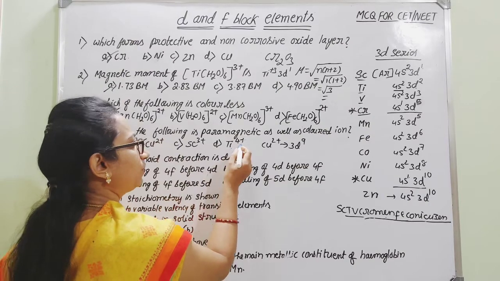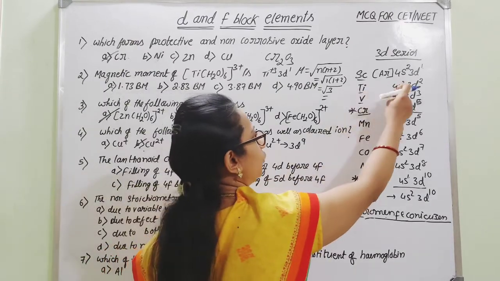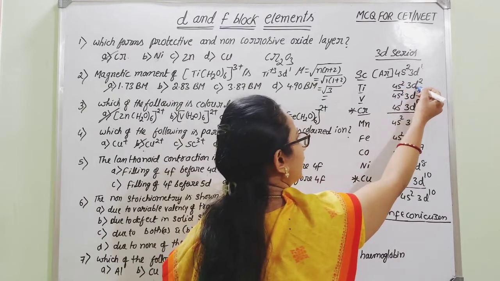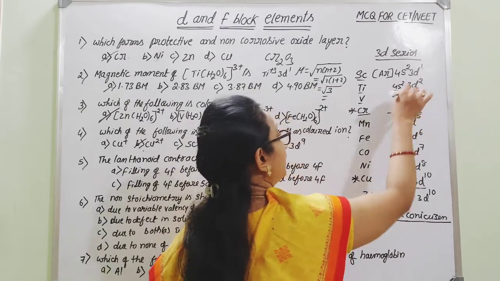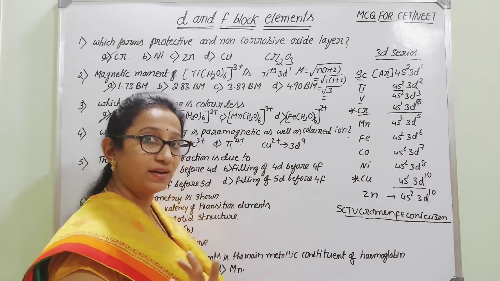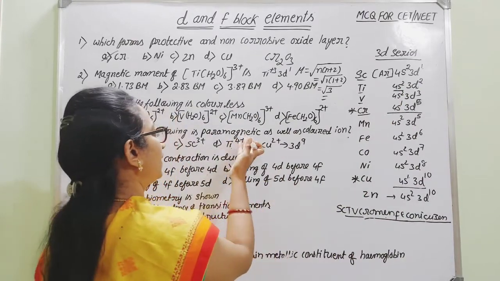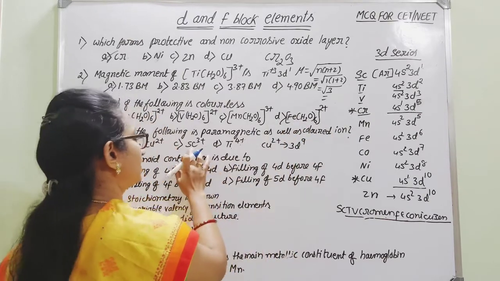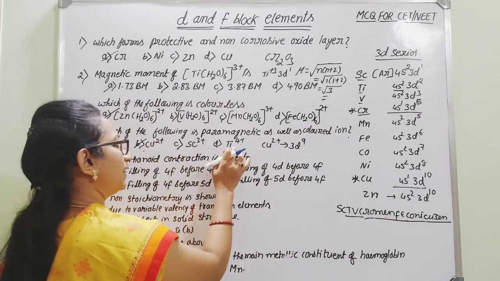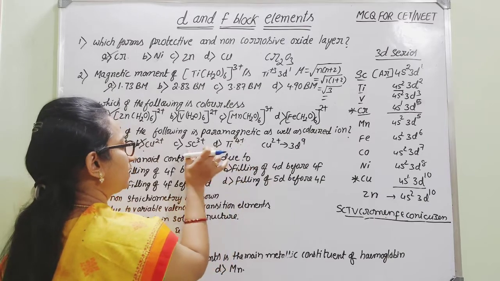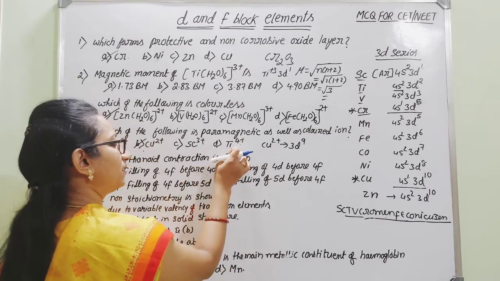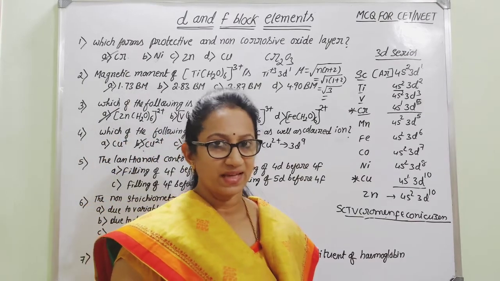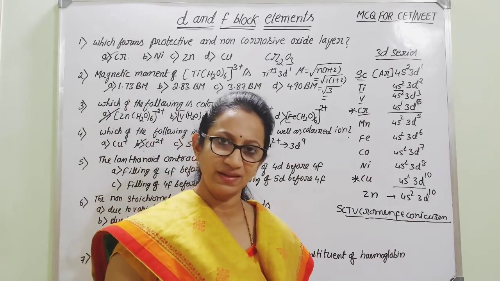And titanium 4 plus means 2 electrons will be removed from 4s and the remaining 2 electrons will be removed from 3d. So 3d 0 means there are no unpaired electrons, it is not paramagnetic and it is not colored. So they are colorless. Scandium 3 plus and titanium 4 plus both have no electrons in 3d. Hence they are diamagnetic as well as colorless.